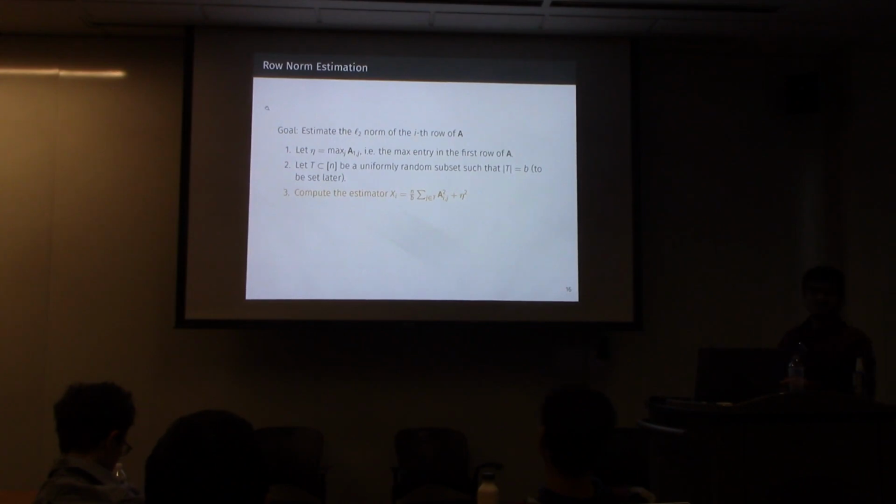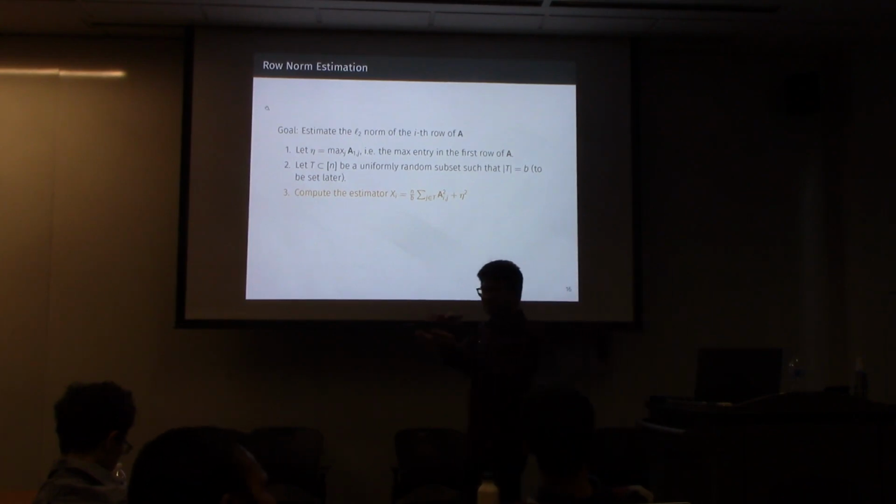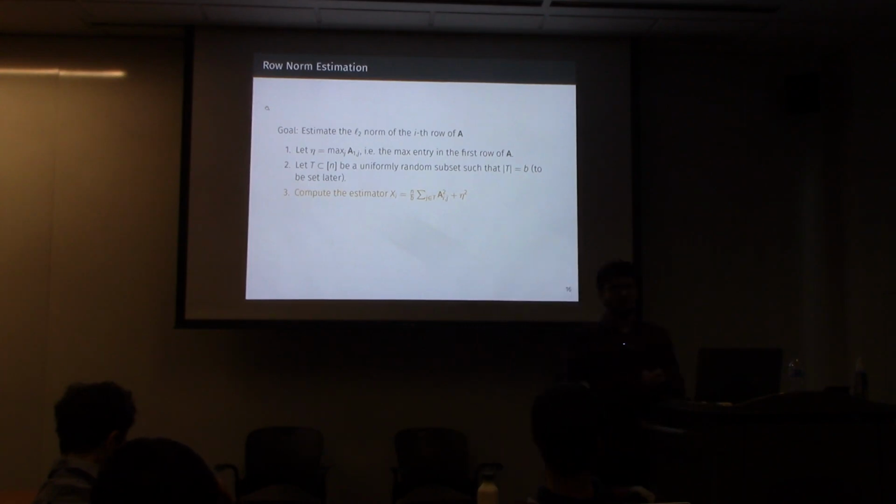Any questions about the estimator? Here the rows have length n, is that the idea? Yeah, this is an n by n matrix. I'll repeat what the estimator is. You sample b entries uniformly at random from each row, you look at the unbiased estimator that you get from these entries, and you bias it with the diameter squared.